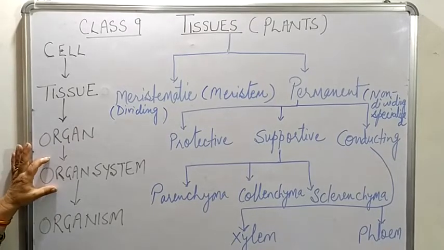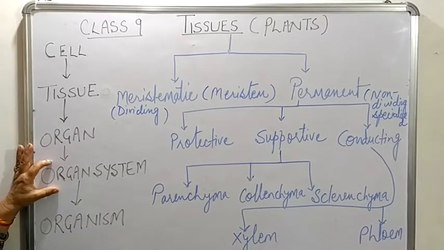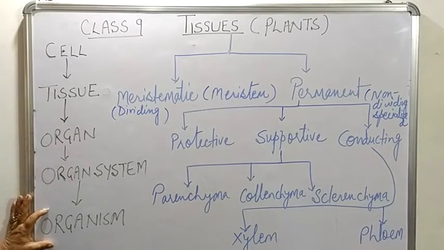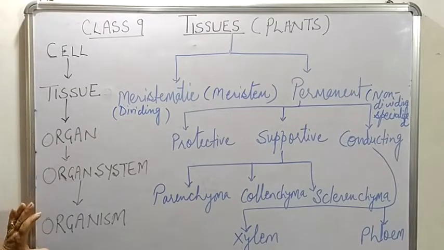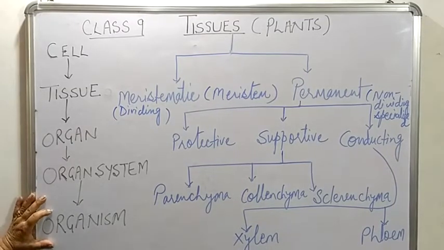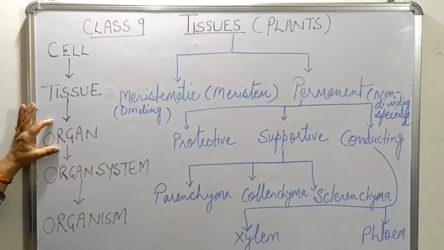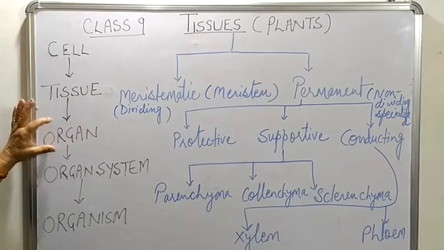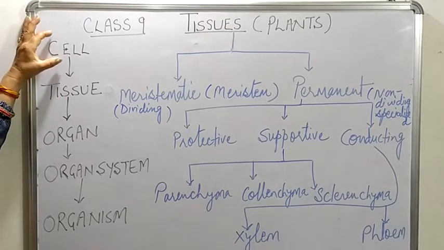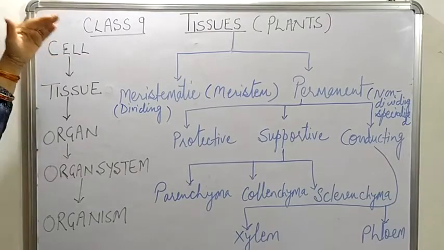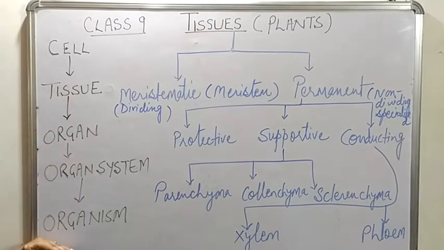Whatever the number of organ systems present, in plants there are only two, in animals there are more than two systems. So they will form an organism. That means the group of all these organ systems will constitute an organism. Now if you start from an organism, it is composed of many organ systems. Each organ system is made up of many organs. Each organ is made up of many tissues and each tissue is composed of many cells. So this is the relation of cell, tissue, organ, organ system and organism.